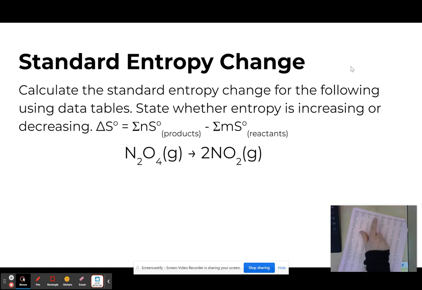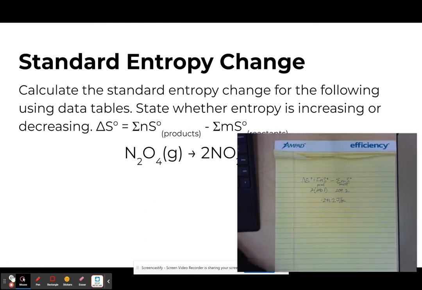We're talking standard entropy change, and you need to calculate it for this classic equation of N2O4 becoming 2NO2. So this is our products minus reactants, just like we did with delta H. So if you haven't done an EdPuzzle in a while, it will stop in just a second and give you a chance to put in your answer for this question, and then I'll talk about it.